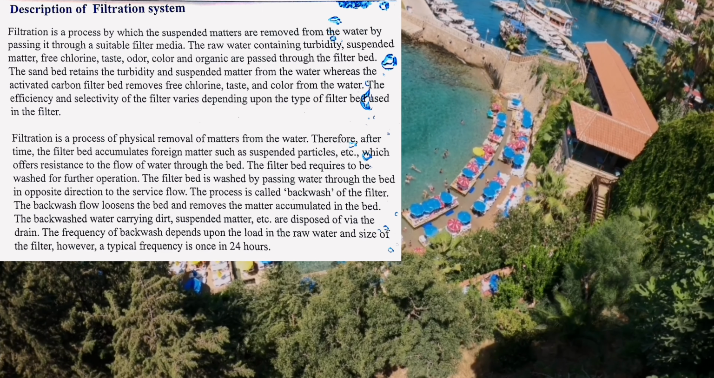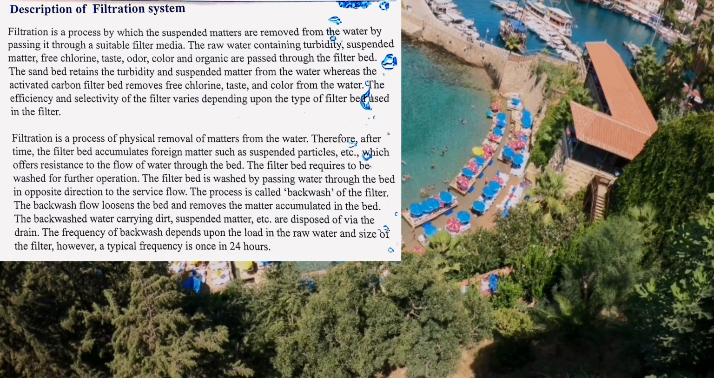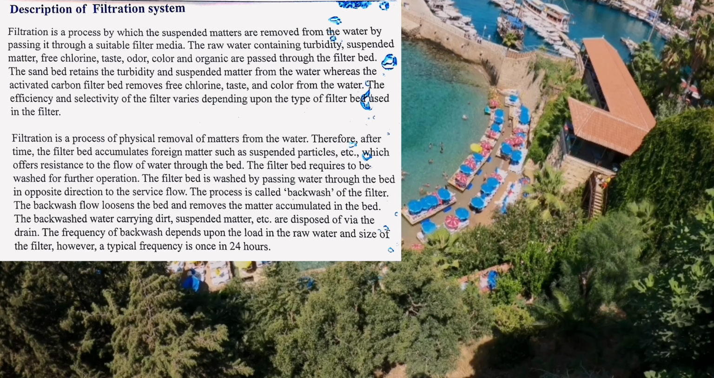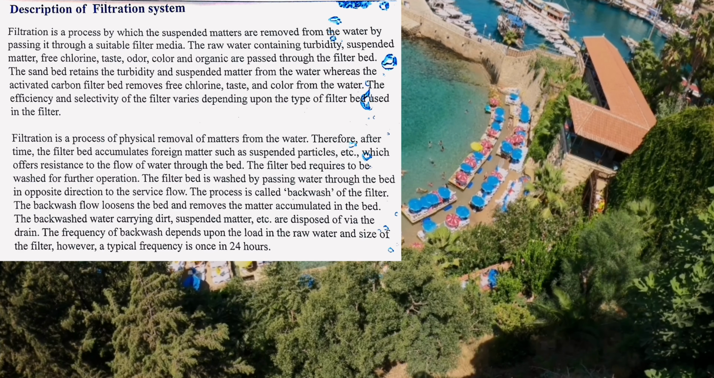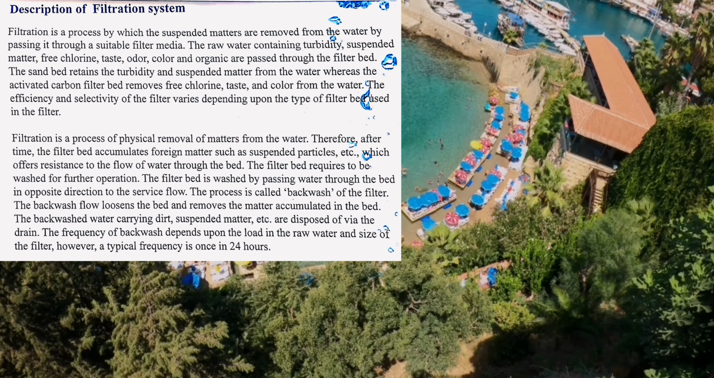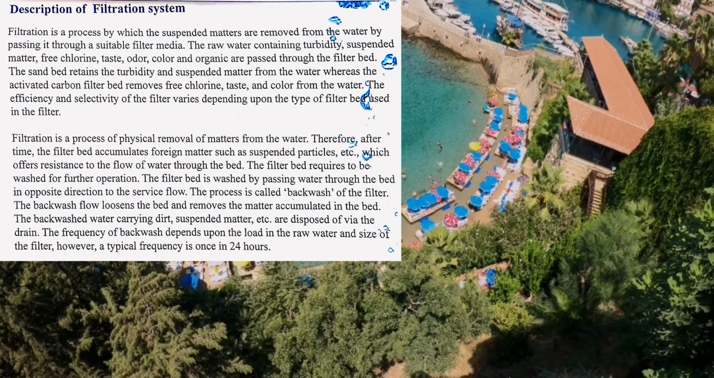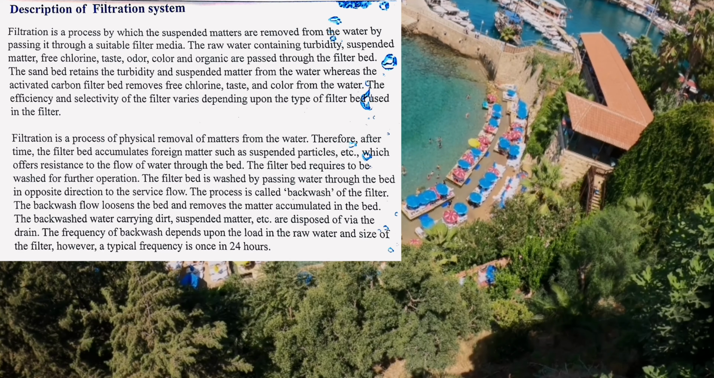Description of filtration system. Filtration is a process by which the suspended matters are removed from the water by passing it through a suitable filter media. The raw water containing turbidity, suspended matter, free chlorine, taste, odor, color and organics is passed through the filter bed. The sand bed retains the turbidity and suspended matter from the water, whereas the activated carbon filter bed removes free chlorine, taste, and color from the water.